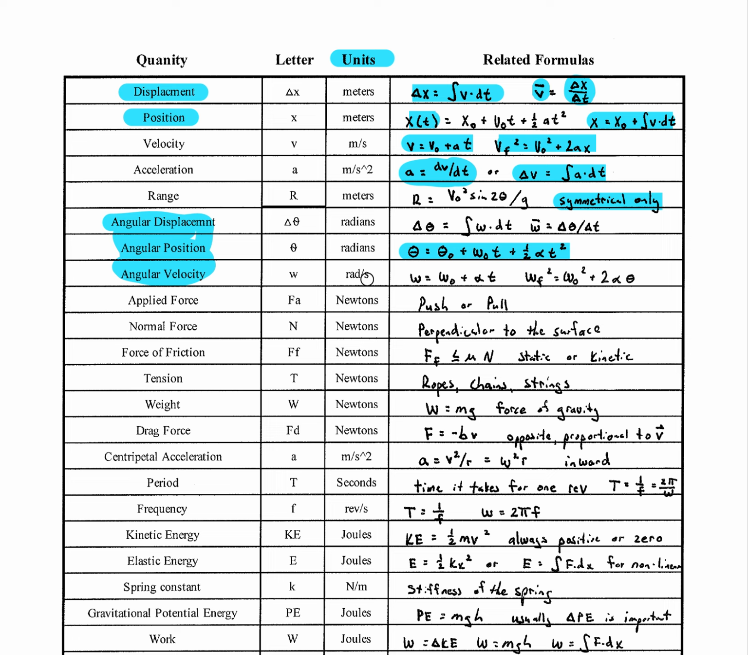Angular velocity is in radians per second. It's how fast you're spinning. Again, same equations, just kind of the rotational version of those.